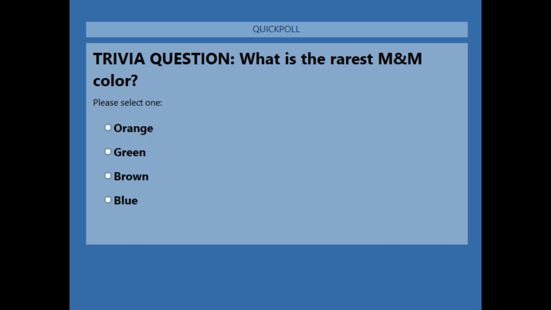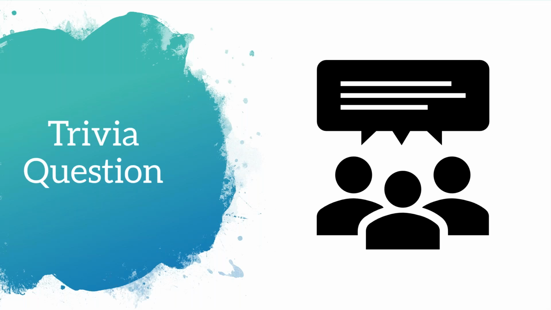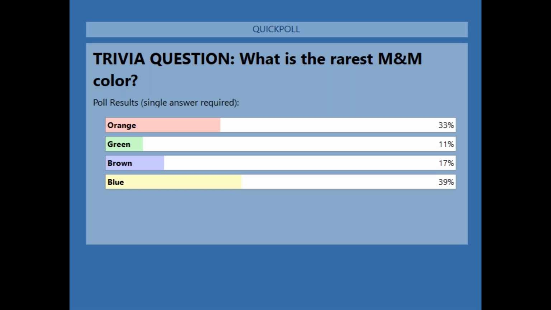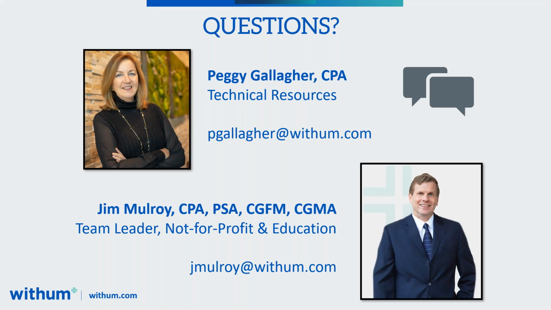All right, and we're going to close it out in just 2 seconds. Okay, we're closing it out. Jim, you want to take it away with the right answer? We got blue coming in hot at 39%. I believe the correct answer is actually brown. It is. There you go.